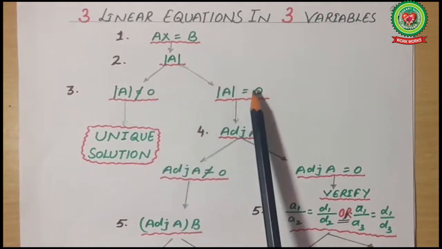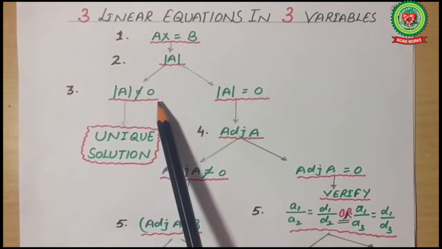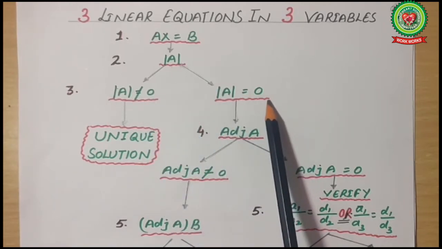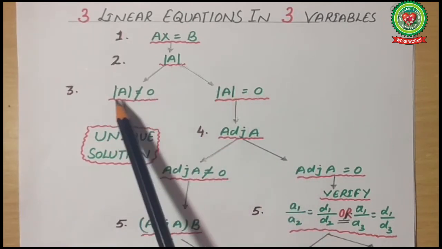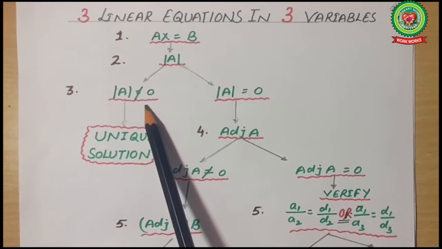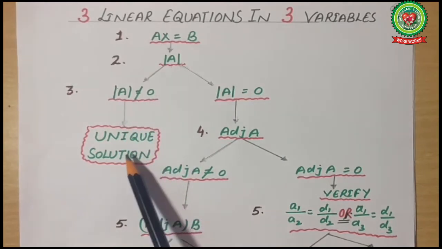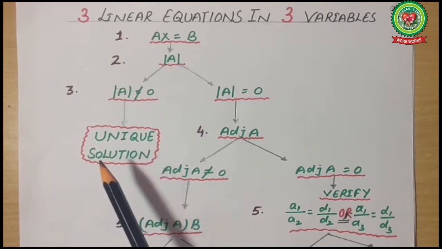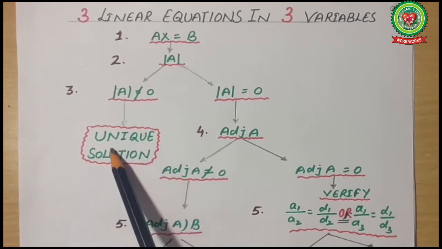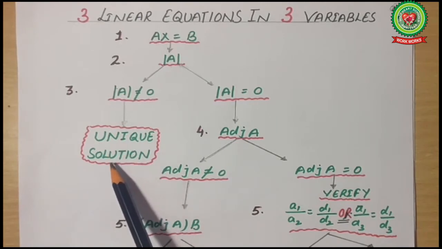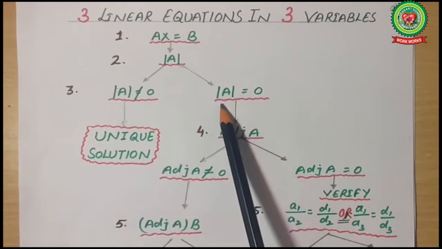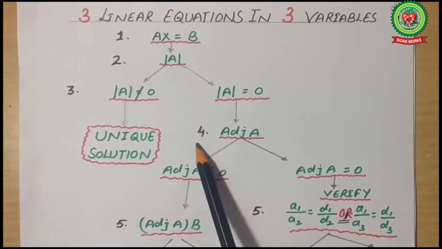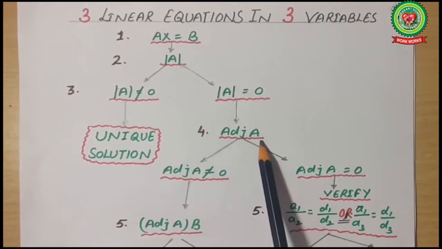Now, two conditions will be there. Either determinant A is not equal to 0, or determinant A is equal to 0. If determinant A is not equal to 0, then the type of solution is a unique solution. Consistency is there, independency is there, and the system of equations has a unique solution. But if determinant A is equal to 0, you will follow the fourth step. You will find the adjoint A.